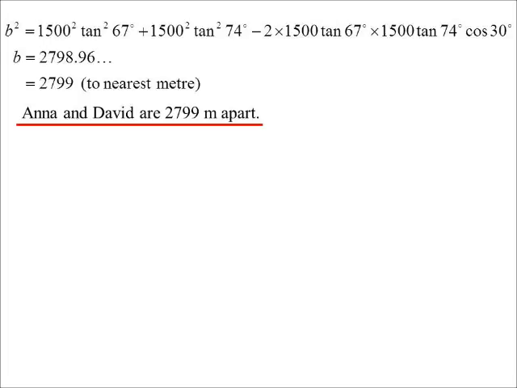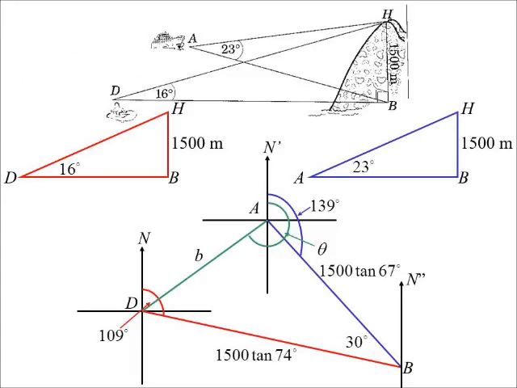So now we know how far apart they are. But remember, there were two parts to this question. We also have to find the bearing. Okay, back to our diagram. I've labelled that theta. The big green angle we're trying to find is theta. Now, we know this blue one here is 139. So all I've got to do is find this angle BAD, and we'll have the bearing.